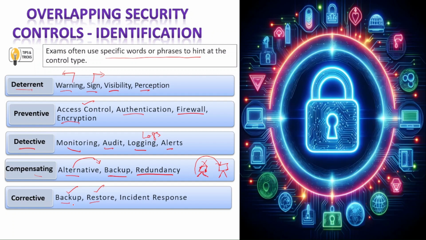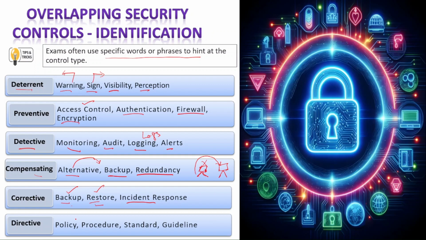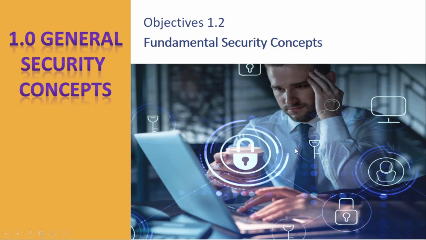If you have data deleted, you can correct the damage through the restore process. And incident response is also corrective, because incident response takes place after the incidents and tries to correct any damage to the organization through mechanisms such as restore and backup. And the last one is directive. So again, if you have words or phrases containing words such as policy, procedure, guidelines, and standards, then these all hint toward the directive security control.